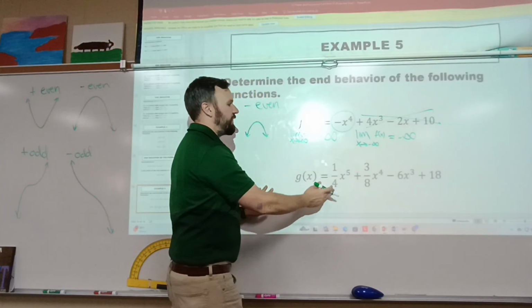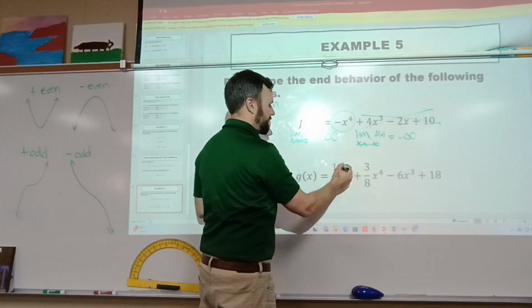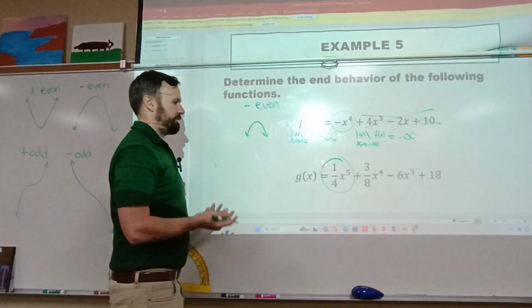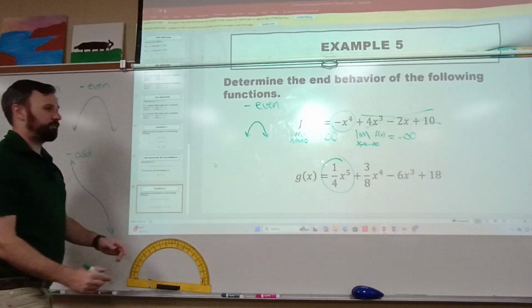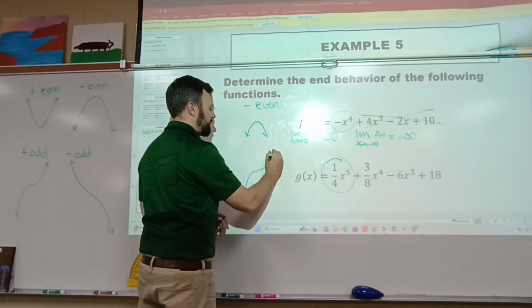Same thing with this one. Do I care about any of the stuff behind it? No, I just look at that. What's my leading term? Oh, it's a fraction though. And that makes a difference? No, not at all. The fraction makes no difference. It's still going to look like this, okay?